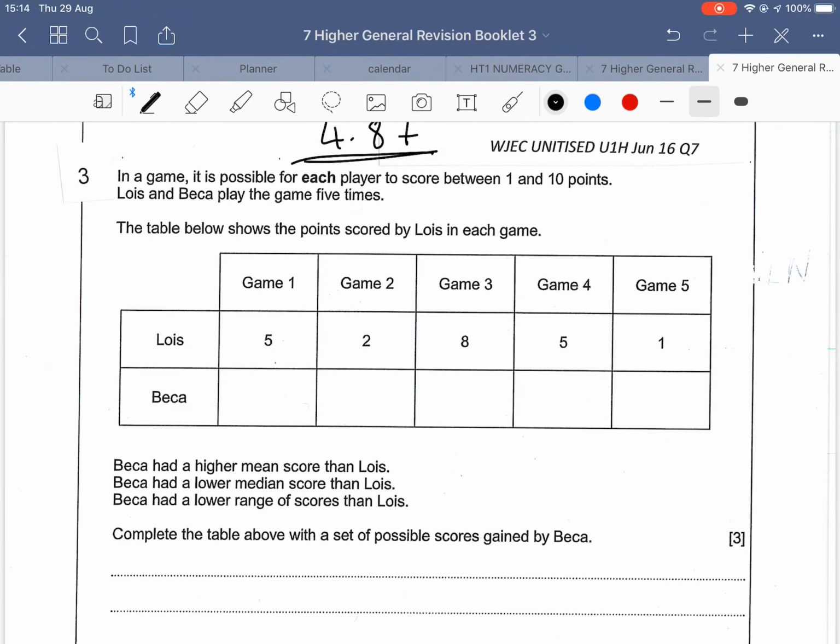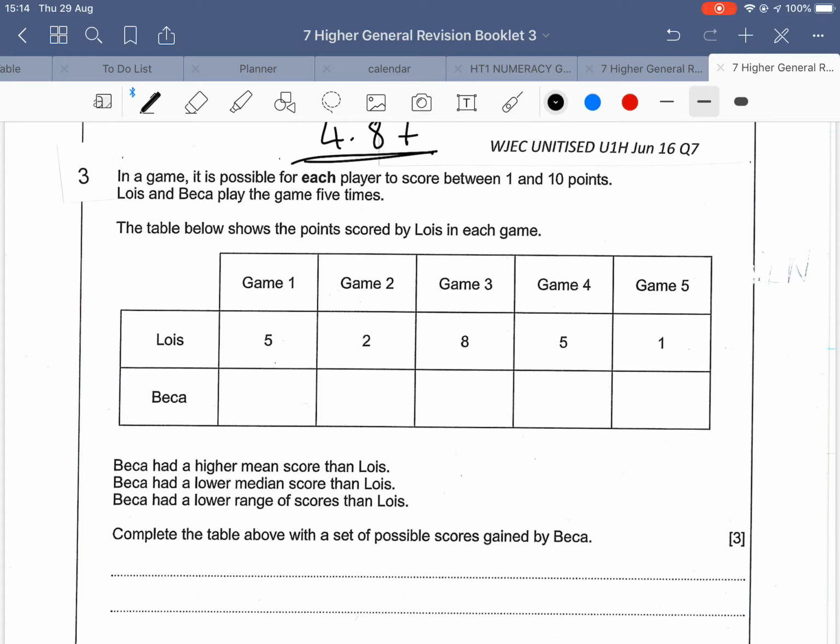Okay, in a game, it's possible for each player to score between 1 and 10 points. Lois and Becca play the game 5 times. The table below shows the points scored by Lois in each game. So in game 1 she scored 5, etc. You can read that. Becca had a higher mean score than Lois. Becca had a lower median score than Lois. Becca has a lower range score than Lois.